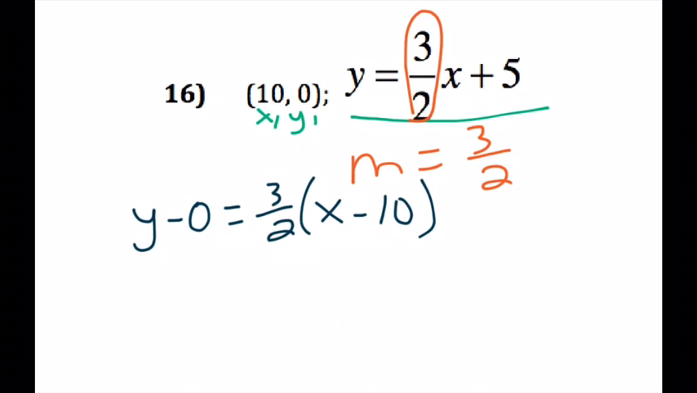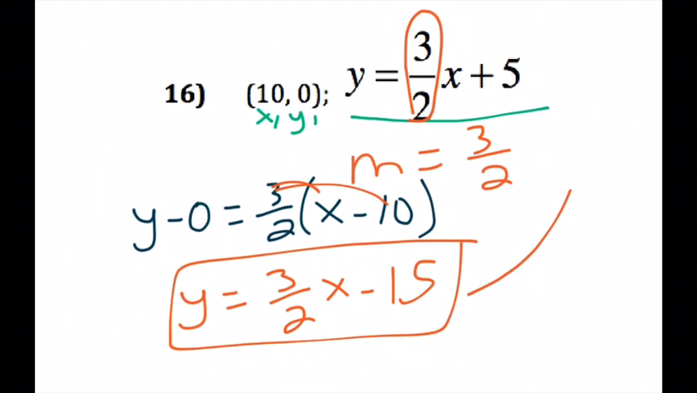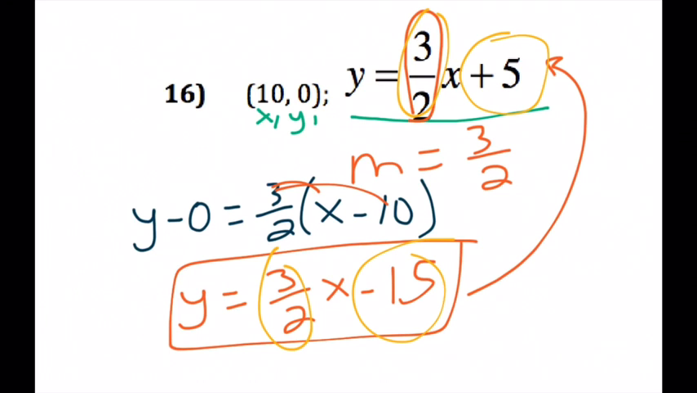Now y subtract 0 is just y. Distribute the 3/2 through, so I have 3/2 x minus 15. So once again, this line is parallel to this line because they have the same slope and different y-intercepts, and this line goes through this point.